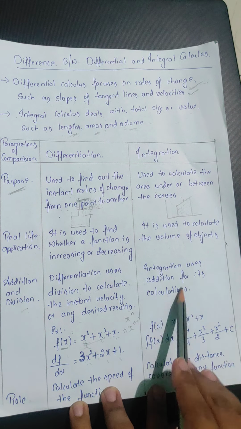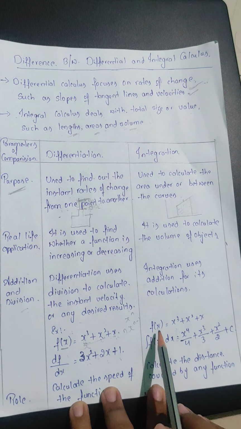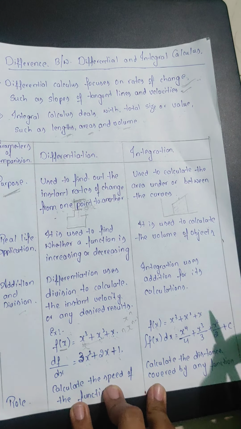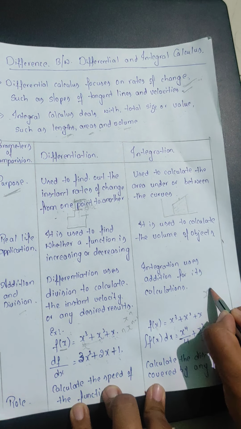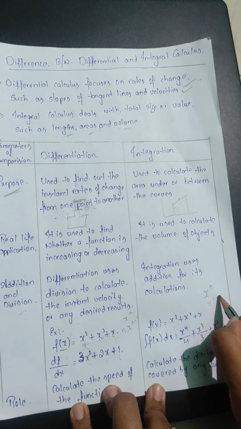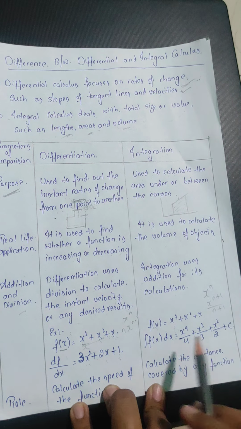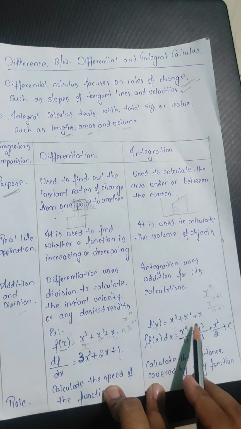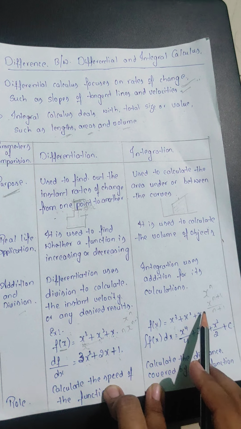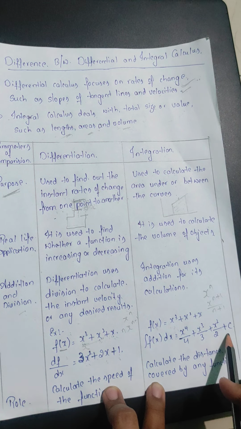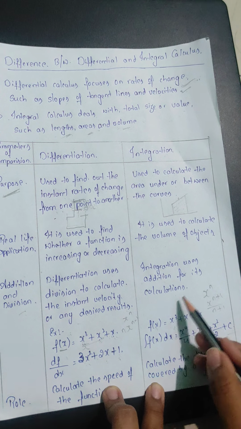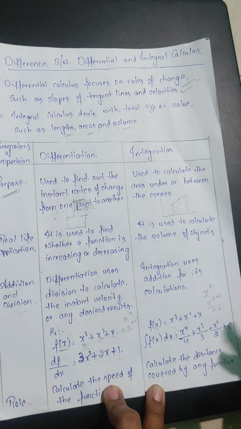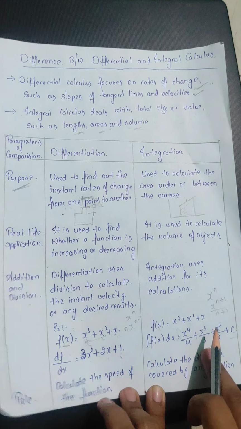Now integration uses addition. Let's consider the function f of x equals x cube plus x square plus x. Now what is the integration formula? Integration of x to the power of n is x to the power of n plus 1 divided by n plus 1. See here, integration of x cube is x to the power 4 by 4, integration of x square is x cube by 3, plus integration of x is x square by 2, plus some integration constant c. Here, x cube became x to the power of 4, x square became x cube, and x became x square. So here we have used the process of addition. So integration uses addition.